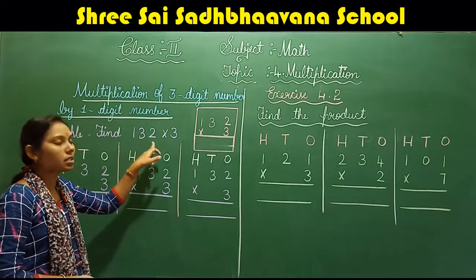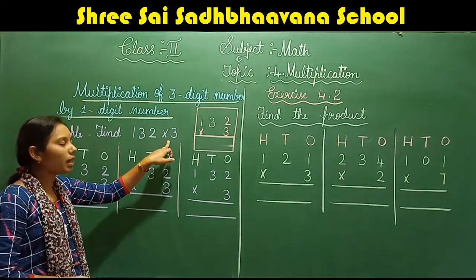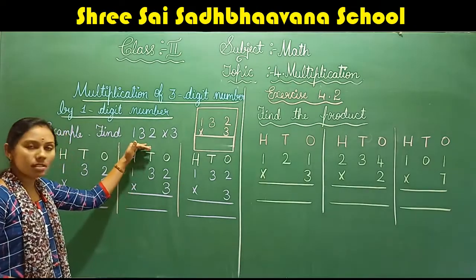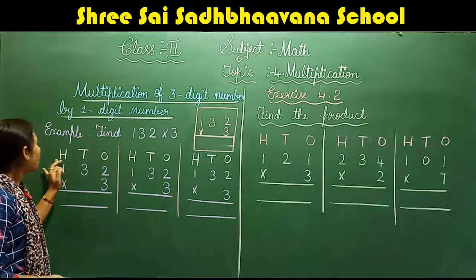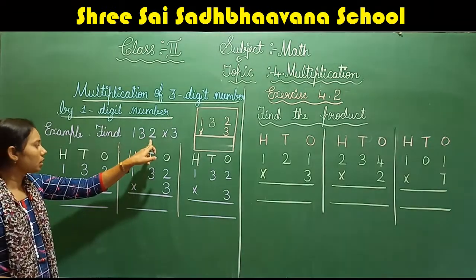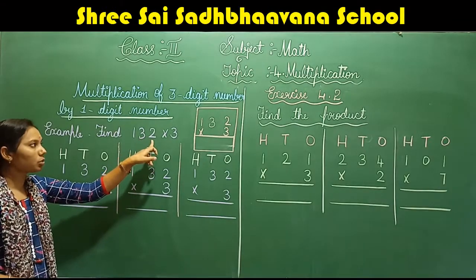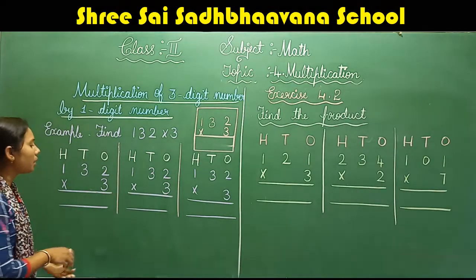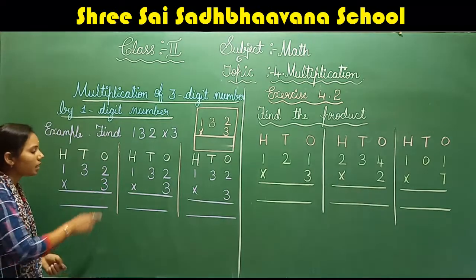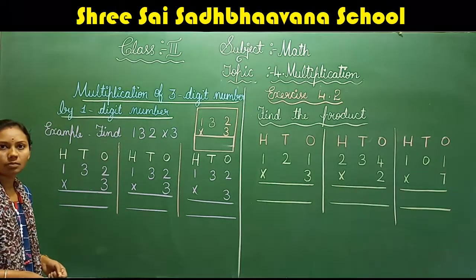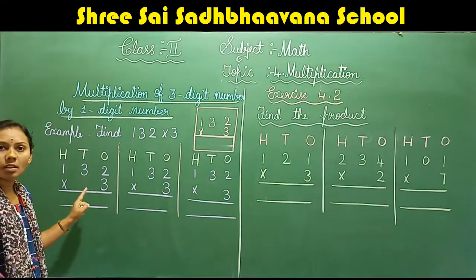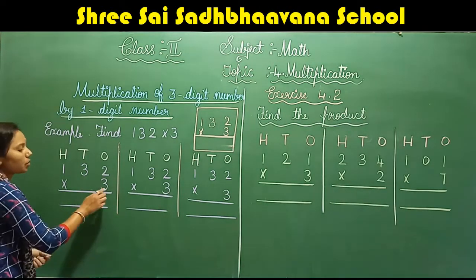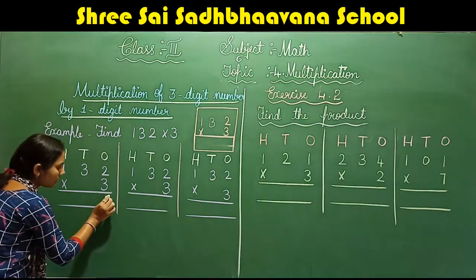Okay, here we are going to multiply a 3 digit number by a 1 digit number. The first step is you have to write 132 into 3. In the first step we are going to multiply the 1's place, that is 2 by 3. 2 ones by 3 we are going to multiply. That is step 1. So 3 twos are how much? 6.